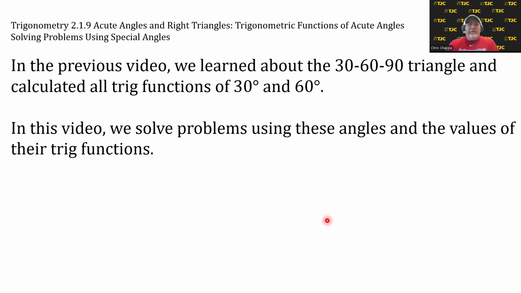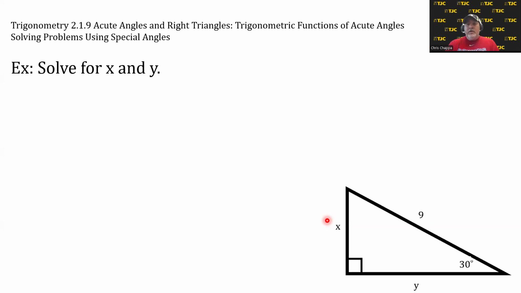In the previous video, we learned about the 30, 60, 90 triangle and calculated all trig functions of 30 degrees and 60 degrees. And prior to that, the 45, 45, 90 and everything about 45 degrees. In this video, we see problems using these angles and the values of their trig functions. For example, solve for x and y. Here's a pretty straightforward question. We have a triangle with a hypotenuse 9, a 30-degree angle, opposite side x, adjacent side y.